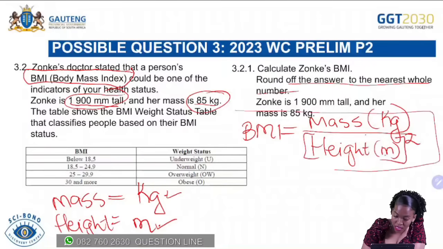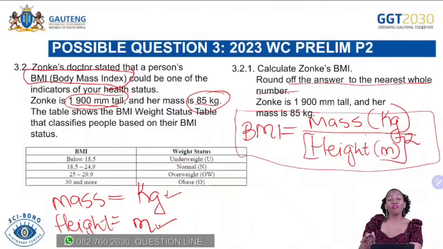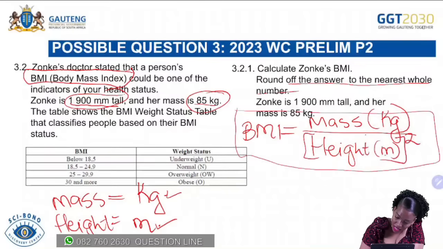Make sure that you know this formula. Normally the formula is provided, but they can give you a multiple choice and they want you to choose the correct formula. So it must find you ready. So now let's calculate the BMI. Our mass is in kilograms, we are happy. The problem is the height, the 1,900 millimeters. Let's convert it to meters.